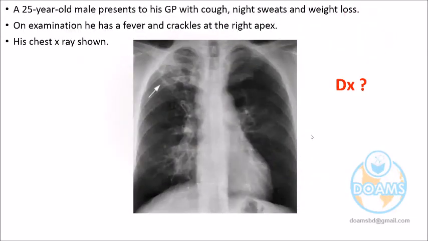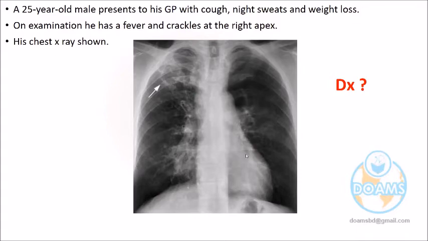Okay, we got now a question from your exam. Dr. Hind, may I request you to read it? A 25 year old male presents with cough, night sweat, and weight loss. On examination, he has fever and crackles on the right apex. His chest X-ray is shown. What is the diagnosis? TB.